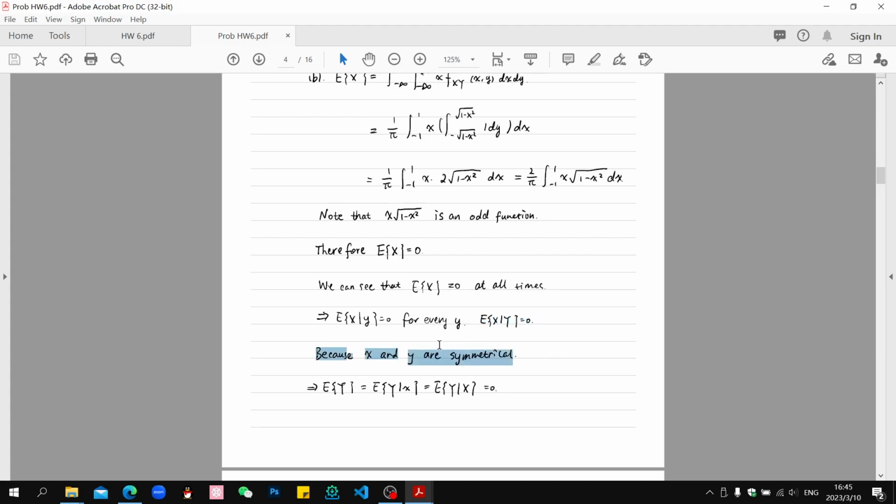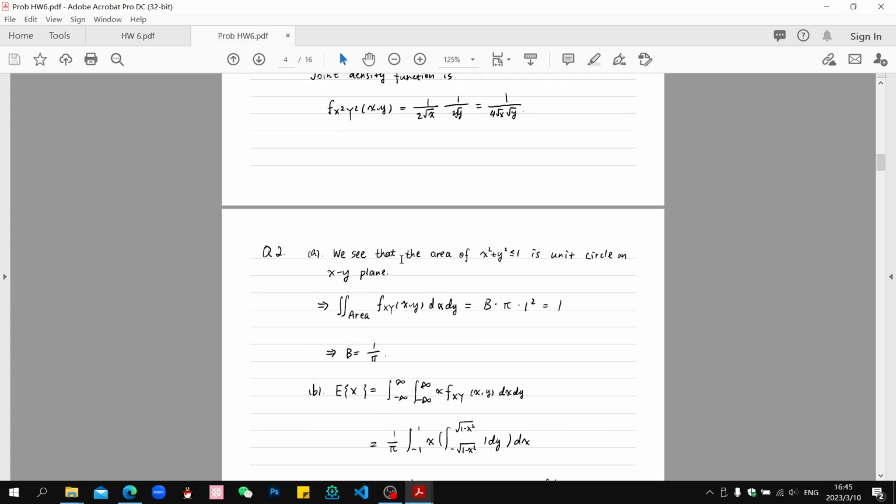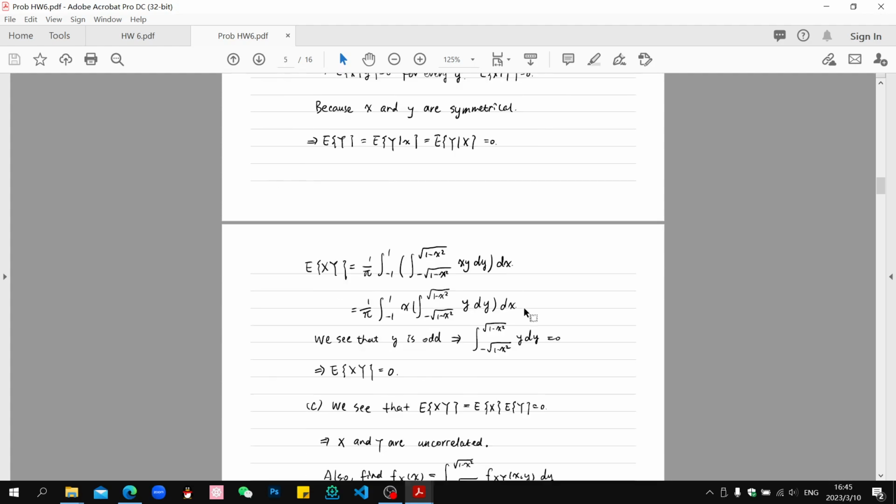Because x and y are symmetrical, that is, they're in the area of a unit circle, the expectation for y is also 0 at all times. That also applies to the conditional expectations.